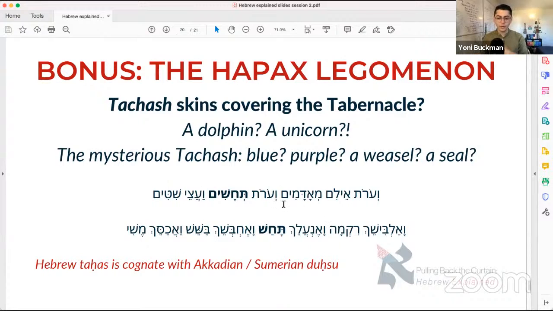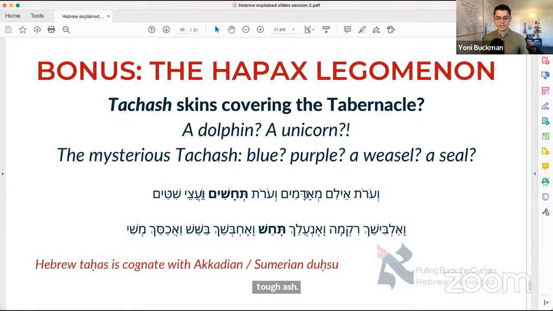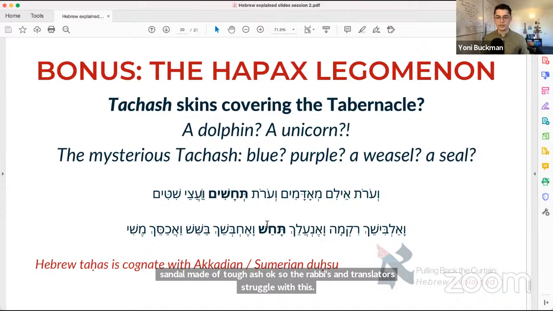Okay, so the rabbis and translators struggle with this. And so you get a wide variety of translations. Some people say, because we were talking about dyed skins before, like a crimson dye, this must be like a blue or a purple, right? So sometimes you see it translated as blue. Then people say, no, it's got to be an animal skin because you made shoes out of it. So it's got to be leather of some kind. Maybe it's a ram, maybe it's a weasel.